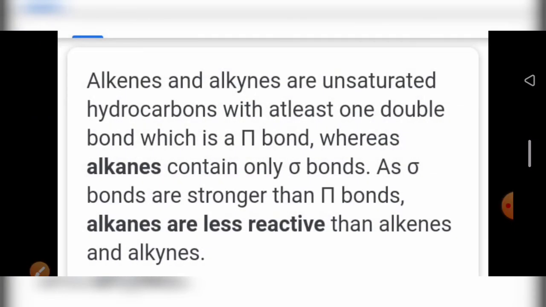Okay, next, alkenes are unsaturated hydrocarbons with at least one double bond, which is a pi bond. That bond is known as a pi bond. In higher studies you will learn what pi bonds and sigma bonds are. Alkanes contain only sigma bonds, and sigma bonds are stronger than pi bonds. Alkanes are less reactive than alkenes and alkynes. This is the main reason.